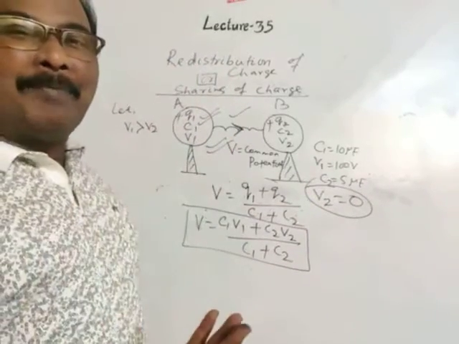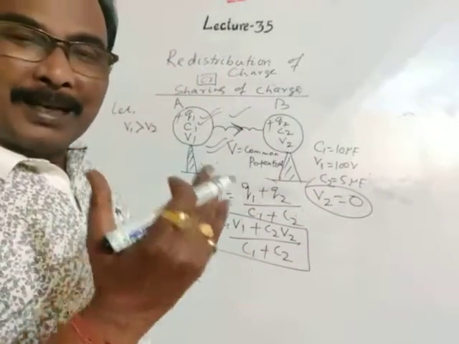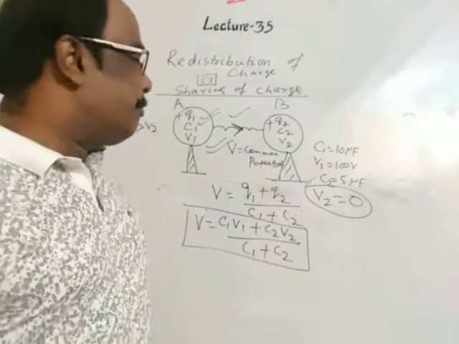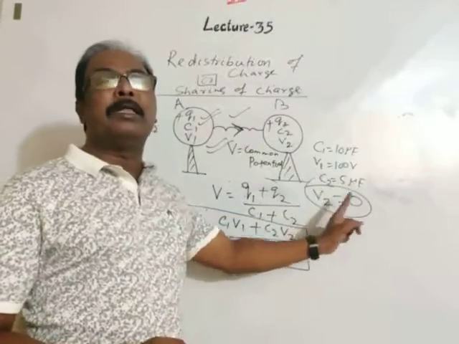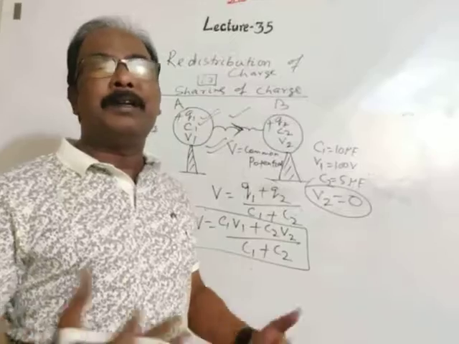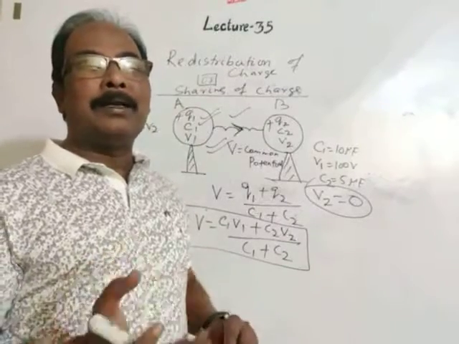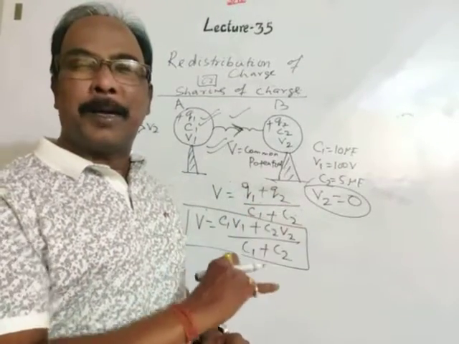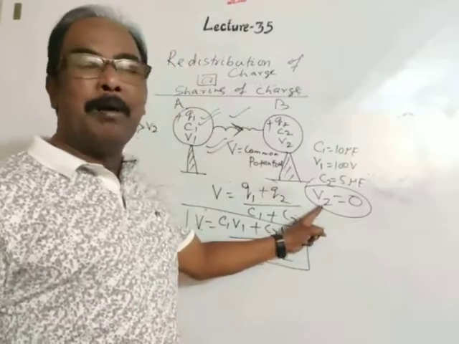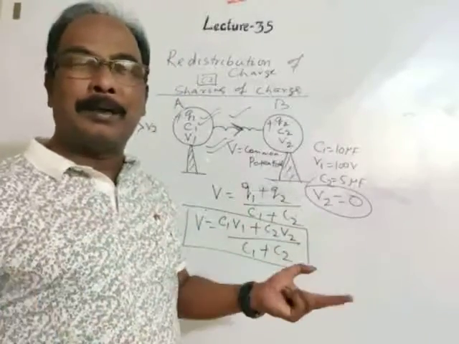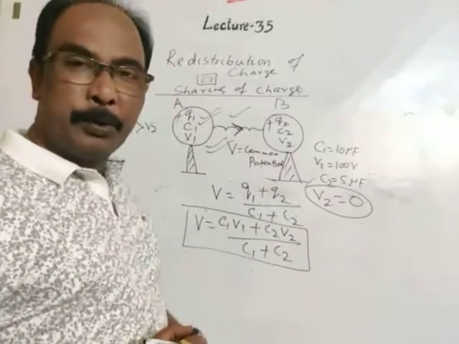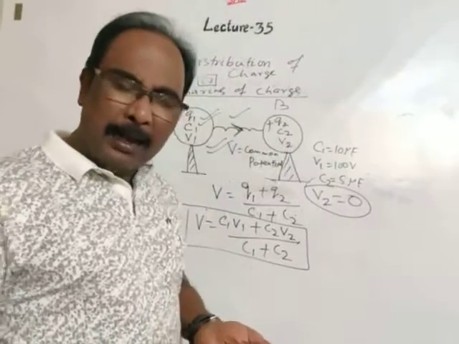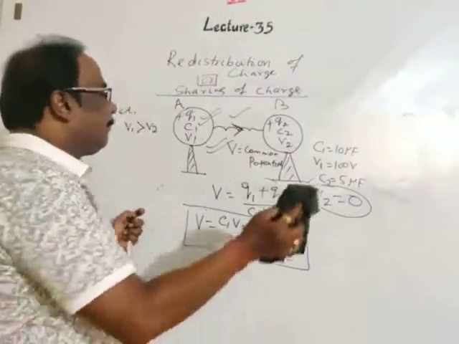For a charged capacitor, there will be a potential difference between the plates. For an uncharged capacitor, potential difference is 0. So if it is asked, a charged capacitor is connected with an uncharged capacitor, then you should take the potential of the uncharged capacitor as 0. Accordingly, put 0 here. Okay. Then another form of numerical.